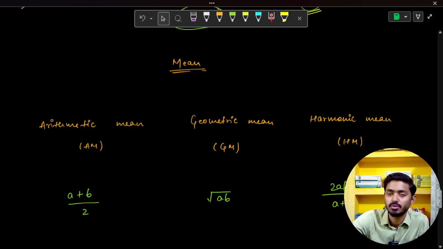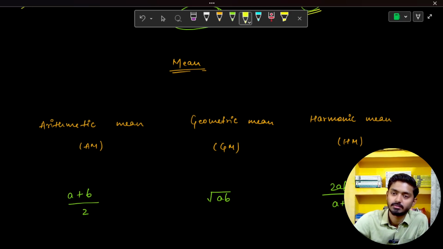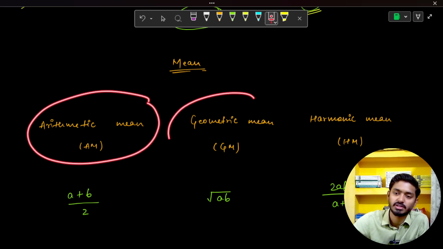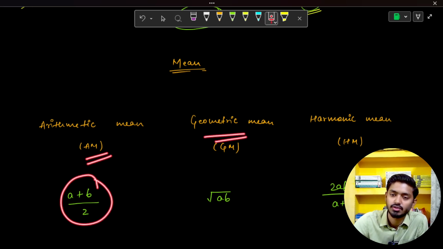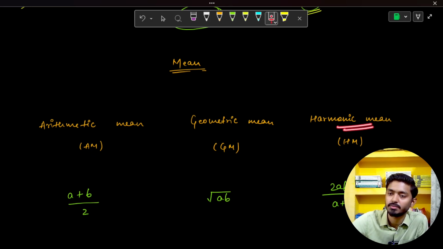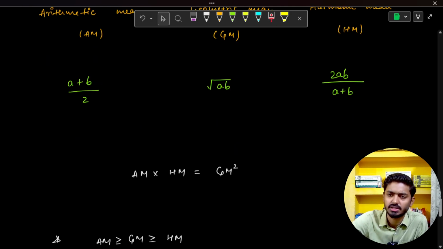Now we are going to learn about mean. Mean can be referred to as average. We have learned three different progressions: arithmetic, geometric, and harmonic progression. We are going to find the mean of all three. The formula for arithmetic mean is (a plus b) by 2. Geometric mean would be root under ab, and for harmonic mean it would be 2ab by (a plus b). You have to learn this basic thing.